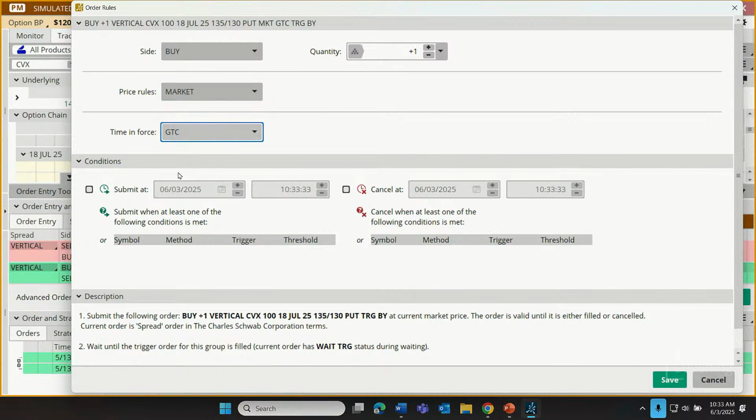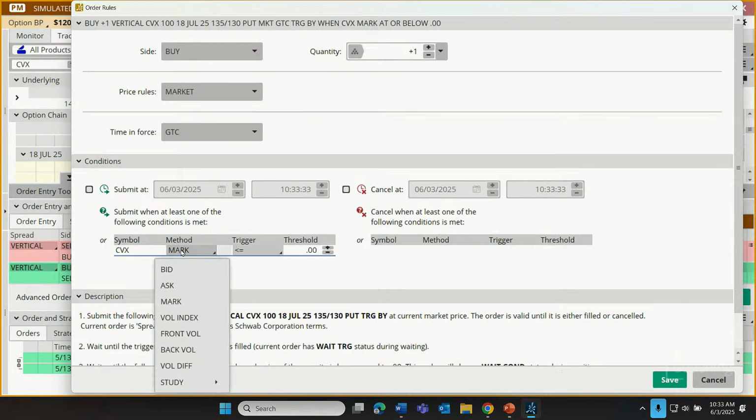Good till canceled. What in the world are you doing? Well, I don't want a market order right now. I want a market order if the market value of CVX happens to fall below 132. I know that's kind of squished. Can't quite see it. There we go. Click on something else so you can see the 132.